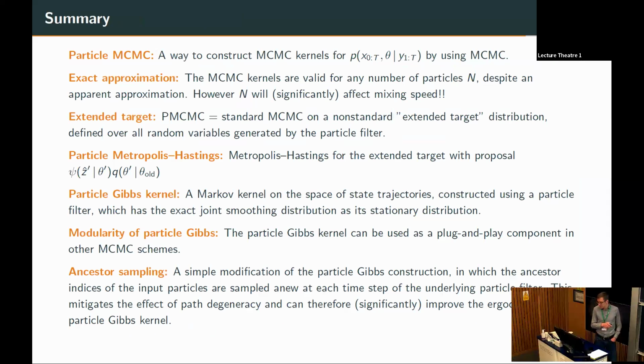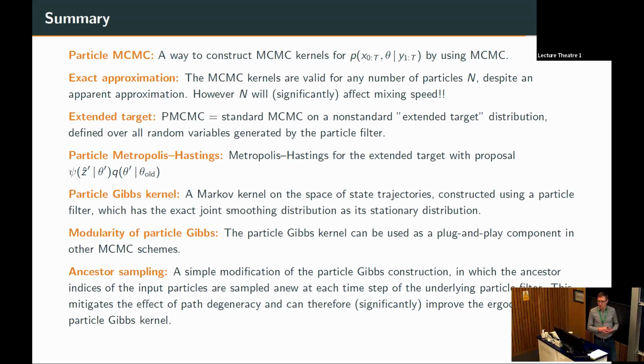Okay, this is a slide with a lot of text, but just summarizing essentially what we have covered. We're talking about particle MCMC. It's a way to construct MCMC kernels for this joint posterior. That's a type, of course, that should be using SMC. But these kernels are built on an extended target construction.